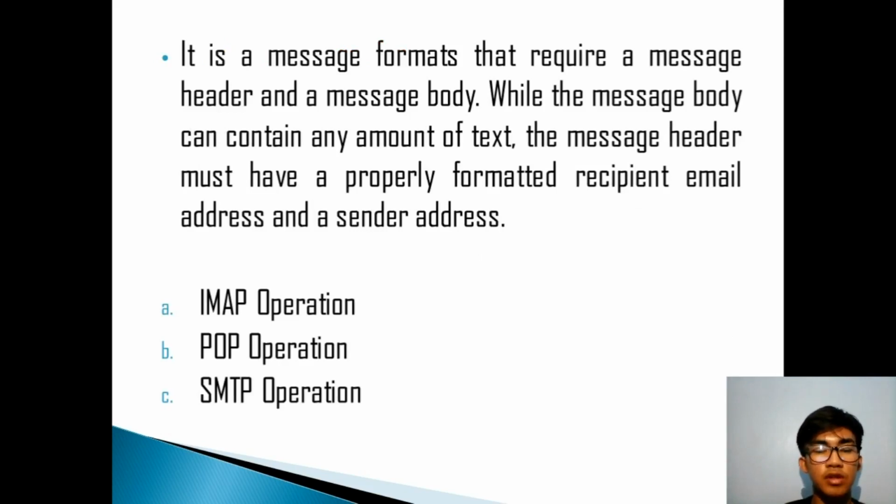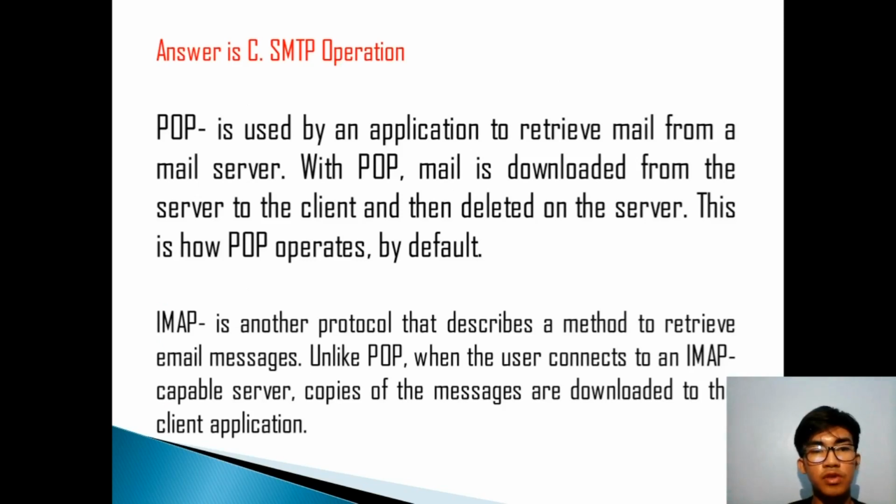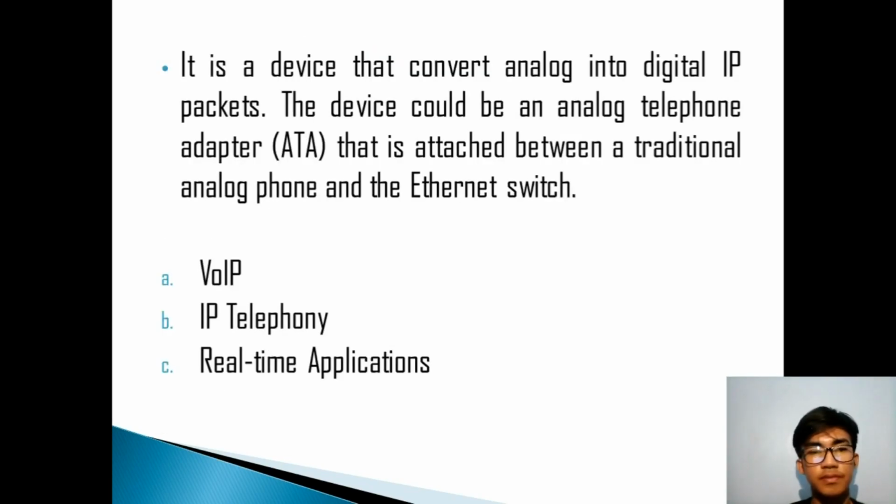That is the definition or function of SMTP operation. To define POP and IMAP, POP is used by an application to retrieve mail from a mail server. With POP, mail is downloaded from the server to the client and then deleted on the server. This is how POP operates by default. IMAP is another protocol that describes a method to retrieve email messages. Unlike POP, when the user connects to an IMAP-capable server, copies of messages are downloaded to the client application. So that's our difference.